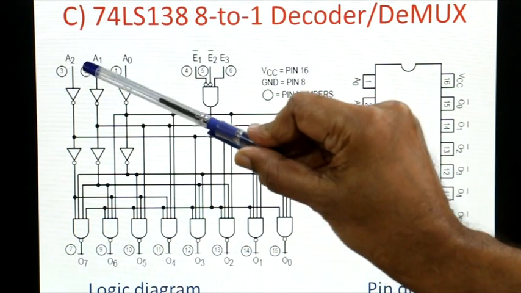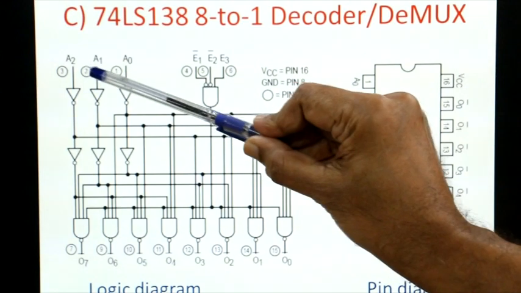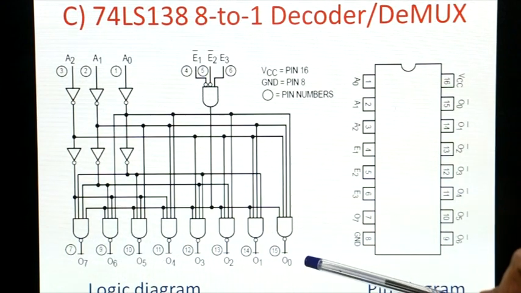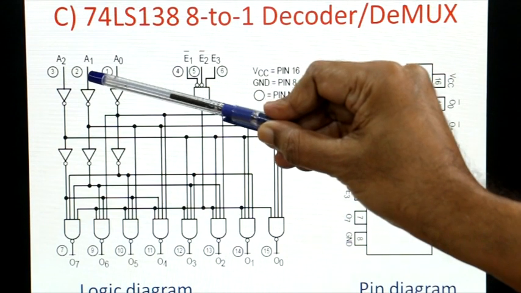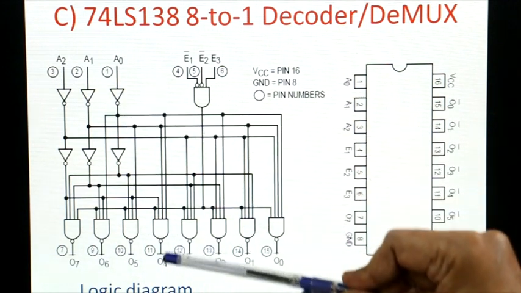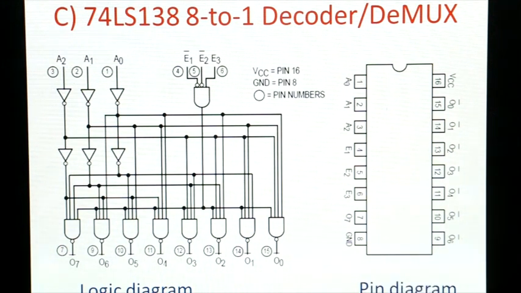For example, if A2, A1 and A0 are 0, then O0 output will be low. Similarly, if all of them are 1, then O7 output will be low and all others will be high. So let's take another example. Let's assume that A2 is 1 and A1 and A0 are both 0, in which case O4, that corresponds to decimal 4, will be low and all others will be high. So this is an extremely useful IC and a very, very popular IC. This is just to illustrate an 8 to 1 decoder.